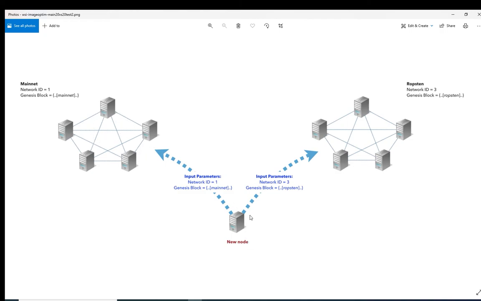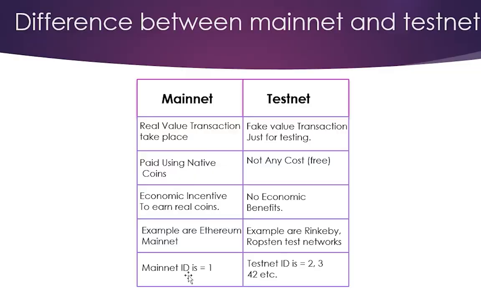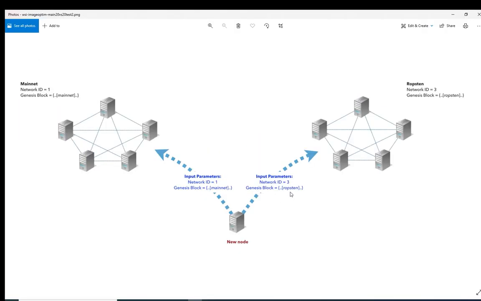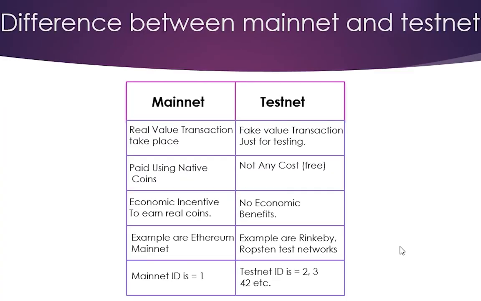If it wants to enter the main network, its ID must be 1. As I said, the mainnet ID is equal to 1, and if it wants to enter Ropsten, Rinkeby and many other test networks, its ID will be 3, 4 or something. So that will be part of the test network, and for the mainnet its ID will be 1. These were some points of the difference between mainnet and testnet.